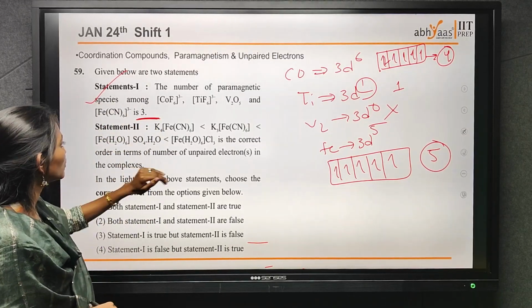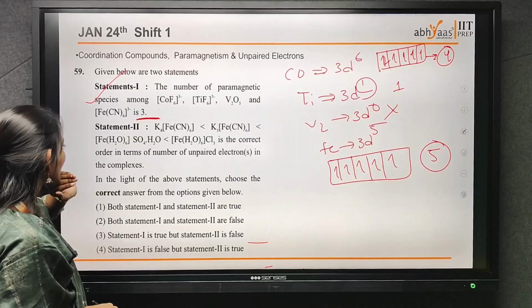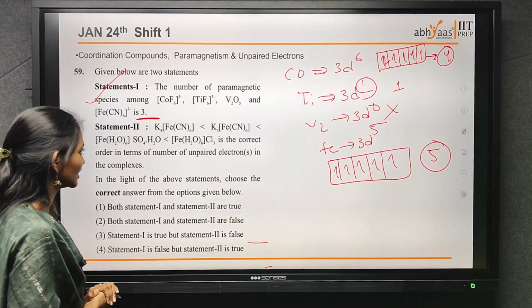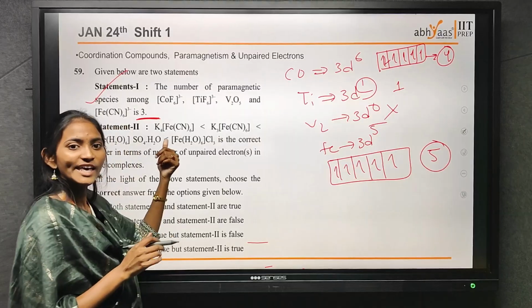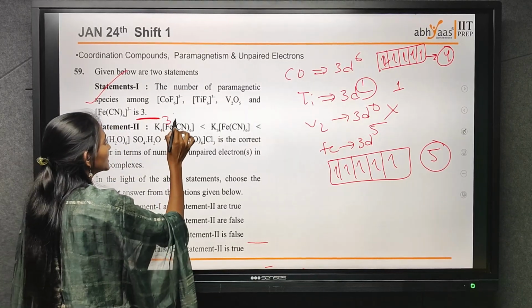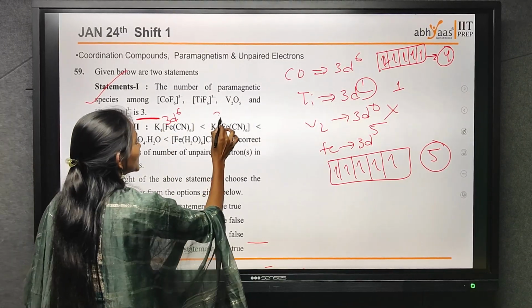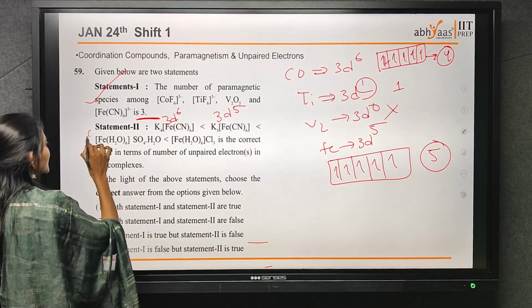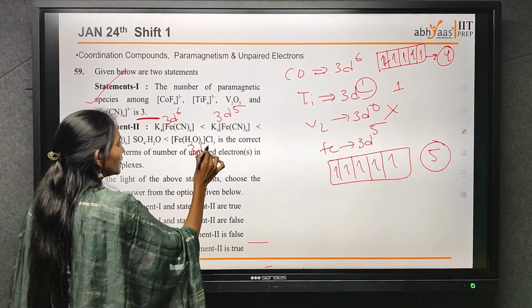And moving on to statement 2, they are giving different compounds in terms of unpaired electrons of the compound. They are giving the same order. It is correct or not, we need to verify. Here we are having K4, that means this is 6. Here we are having 3d6 and here we are having 3d5.